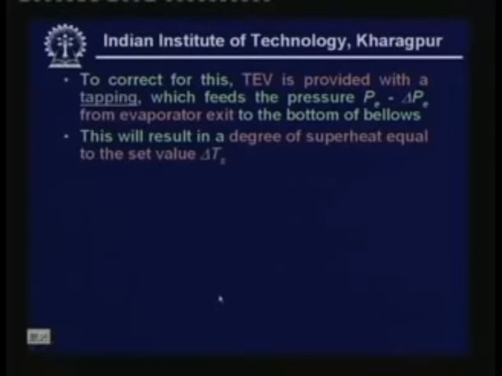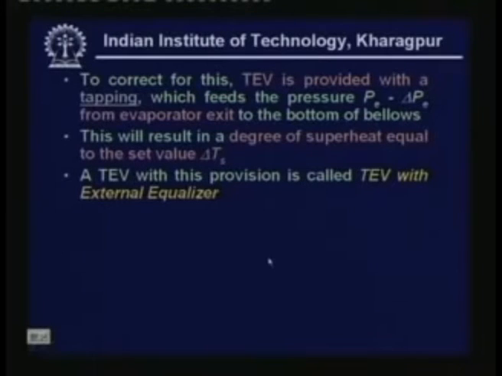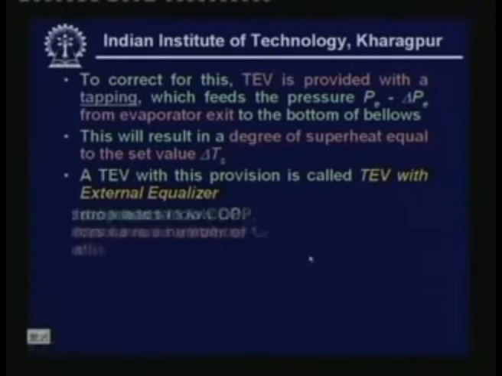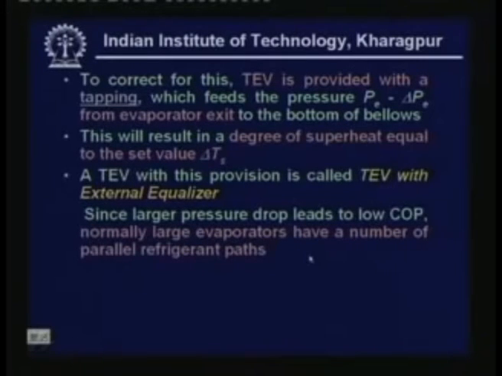So this will result in a degree of superheat equal to the set value delta Ts. A TEV with this provision is called a thermostatic expansion valve with external equalizer. Since larger pressure drop leads to low COP, normally large evaporators have a number of parallel refrigerant paths. Of course, this doesn't really solve the problem.